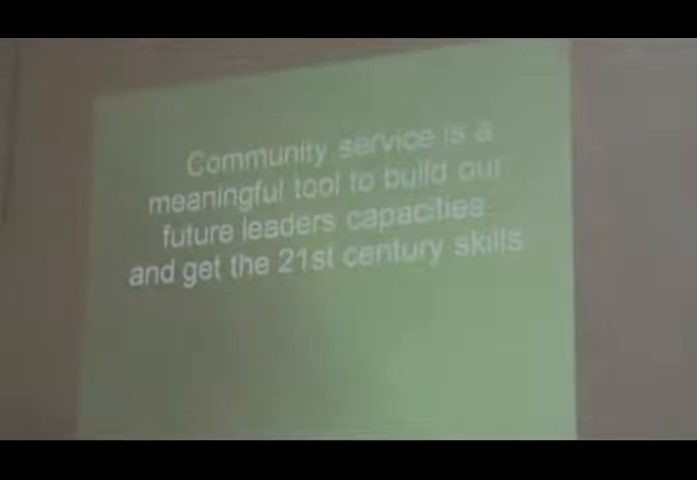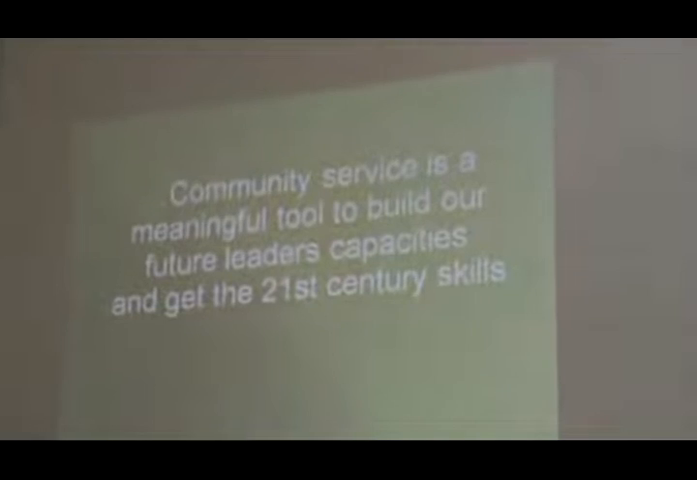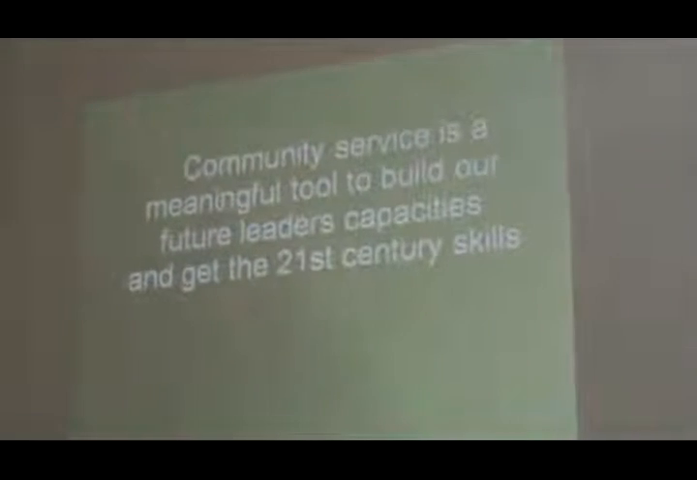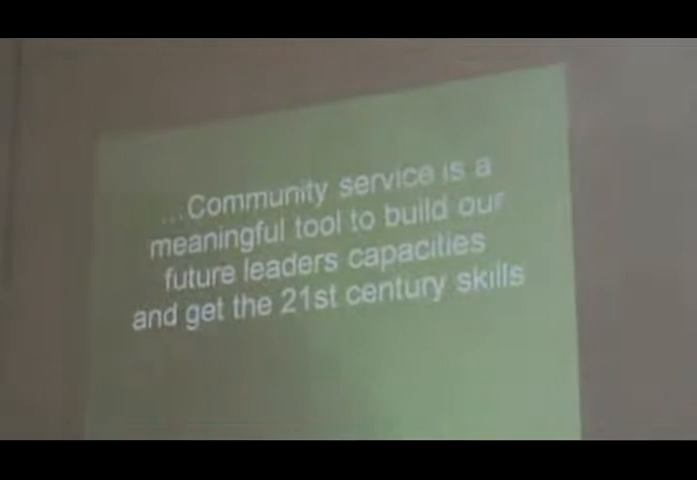So, to conclude, community service is a meaningful tool to build our future leaders' capacities and to give them 21st century skills. So, thank you so much.